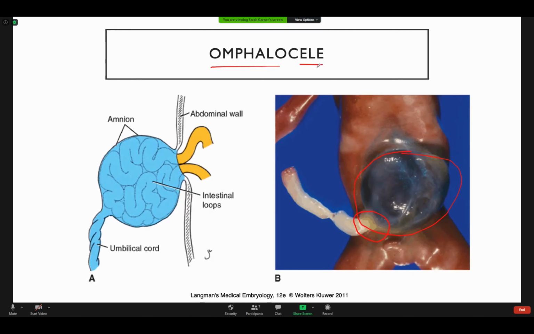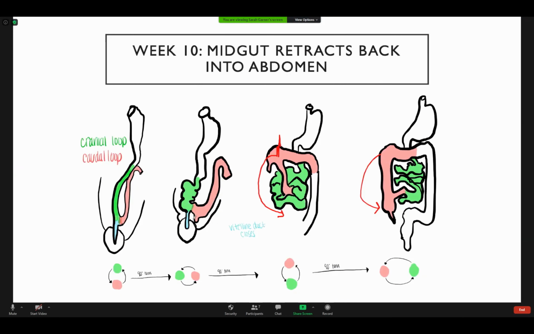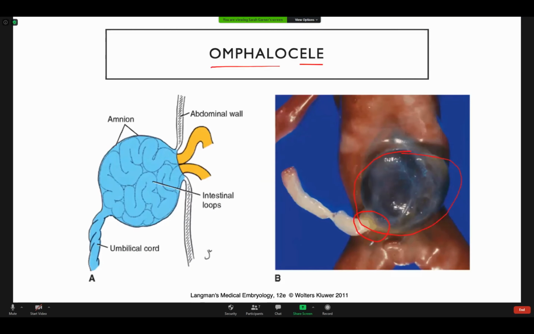So -cele is kind of sac, and then omphalo is referring to the umbilical cord. So this is literally the intestines still just stuck out in the umbilical cord. If we go back, normally they should be out in the umbilical cord here. That's totally normal. That's just natural herniation that happens during development. But the problem in this case is if they don't fully come back in. So if they don't fully come back in by week 10, you get this, which is the omphalocele.